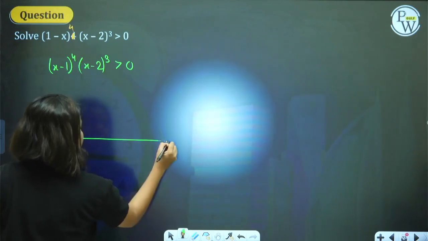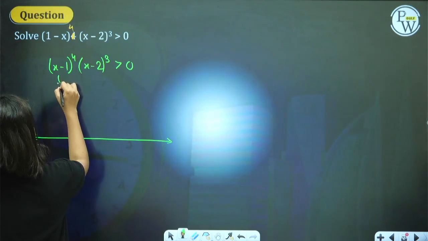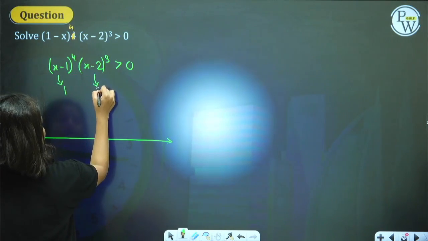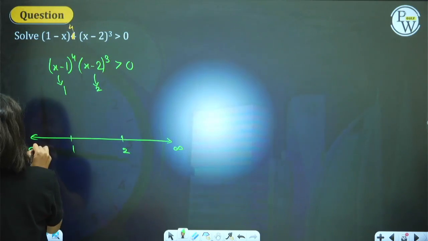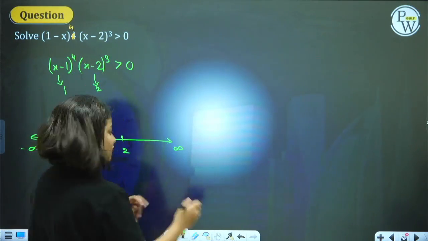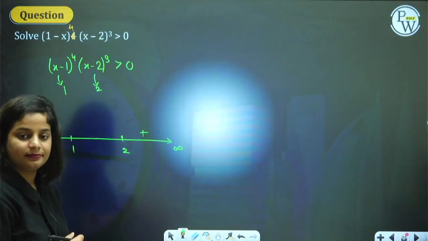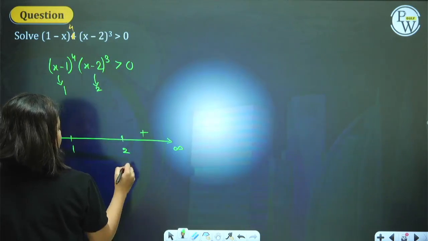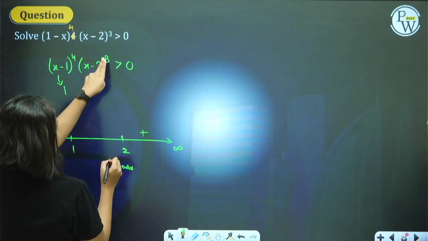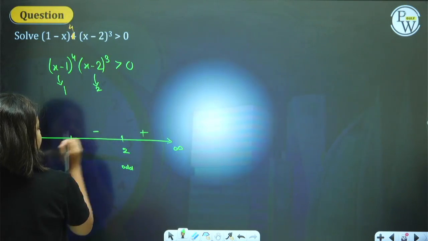Guys, similar thing. Find out the critical points. 1, 2. So 1, 2. Minus infinity to infinity. Now, from the extreme right, start with plus. This 2 is coming from an odd power, right? So, plus changes to minus.